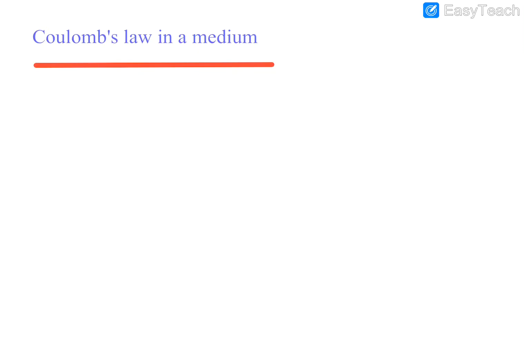So we discussed Coulomb's law in air or vacuum. Now if you are placing two charges, Q1 and Q2, at a distance of r, not in air or vacuum but in some other medium, and they are separated by a distance of r, what will be Coulomb's law?